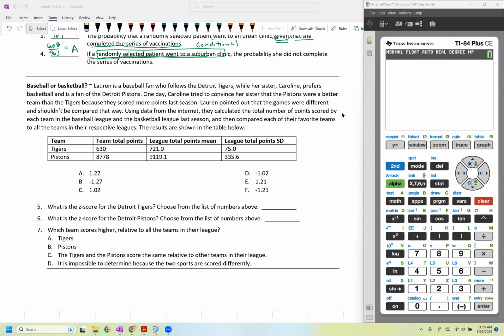Lauren pointed out that the games are different and they shouldn't be compared that way. Using data from the internet, they calculated the total number of points scored by each team and compared it to their favorite teams. And here's the data. Okay, what is the Z-score for the Tigers?